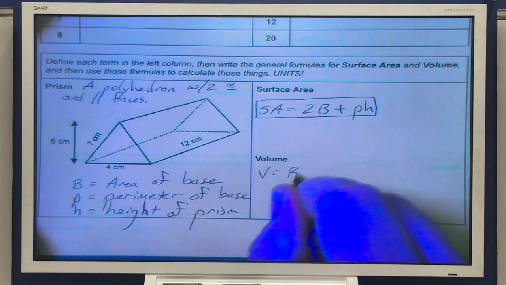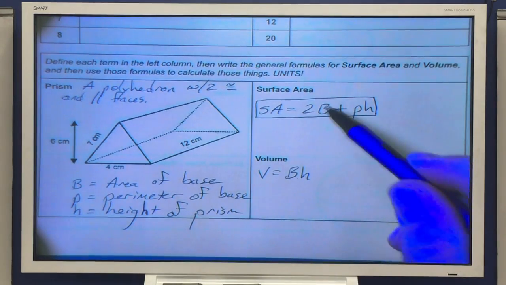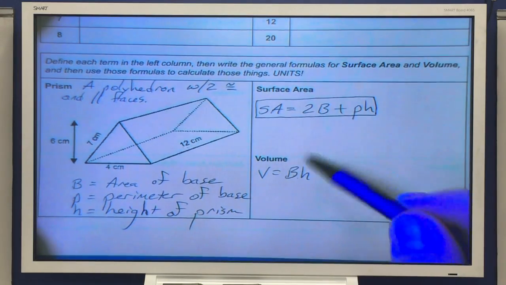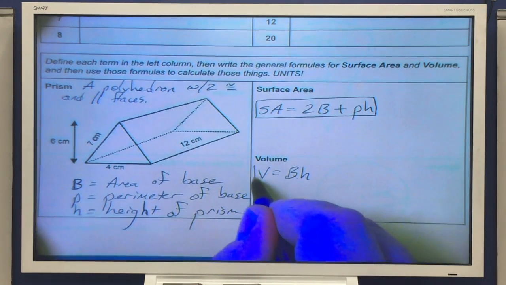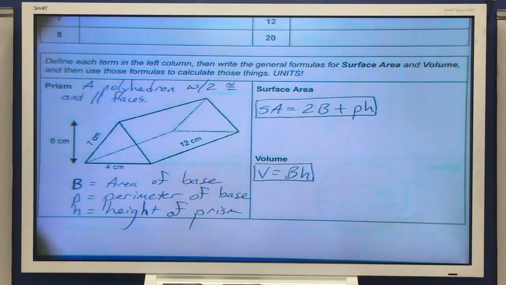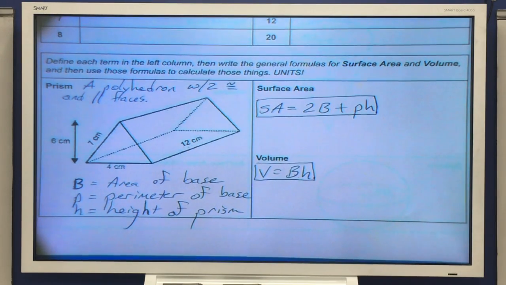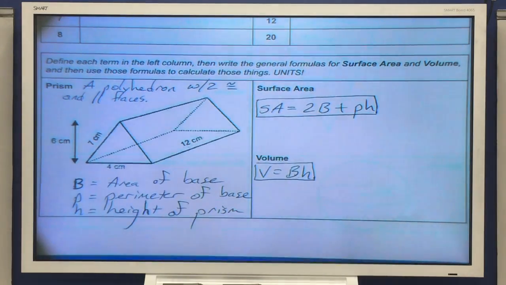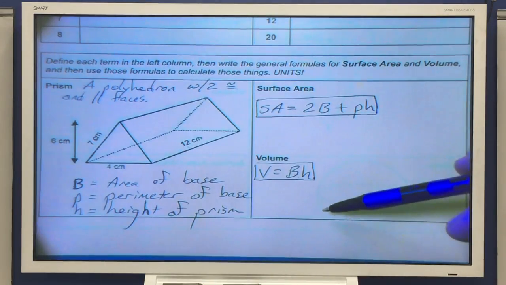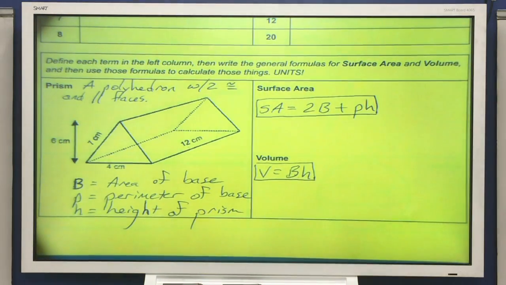Volume is area of the base times the height. Notice it's a capital B. Capital B means area of the base. It's a big deal, because if you use a lowercase b, you're going to get confused. A lot of the figures where we try to find their area use a lowercase b, like base times height of a parallelogram. Well, that's nice and all, but this big B represents the area, in this case, of the triangle. So we're going to use these two formulas on this prism, and we're going to get its surface area and volume.